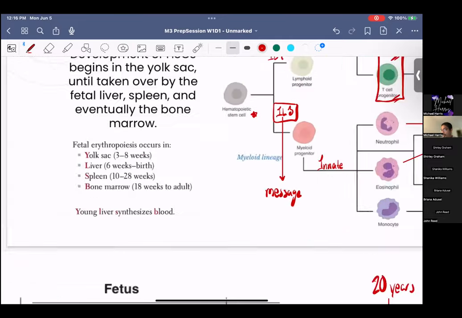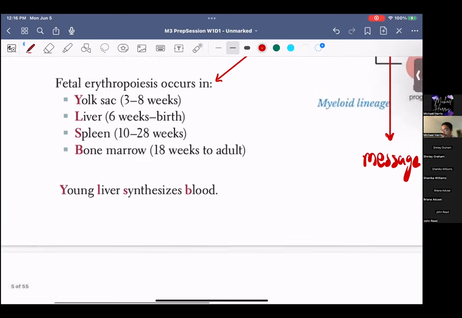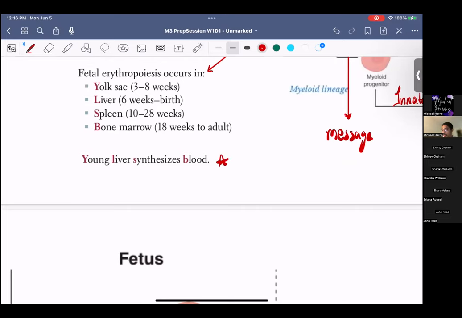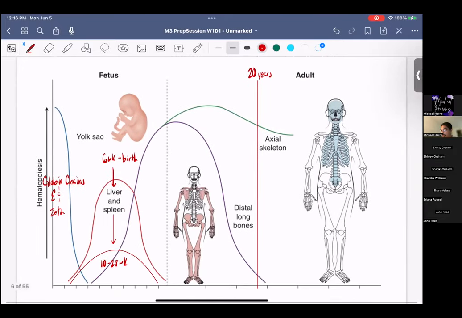Now, with that being said, let's talk a little bit now about the red blood cells. So red blood cells are also created from these hematopoietic stem cells. Okay. And these red blood cells come from different areas depending on where you are in the fetal life versus the adult life. Okay. So you start off in the yolk sac, you go to the liver, then the spleen, and then finally the bone marrow. Okay. There's a mnemonic that they have: young liver synthesizes blood. This is in your First Aid book. This is also a good breakdown of it.